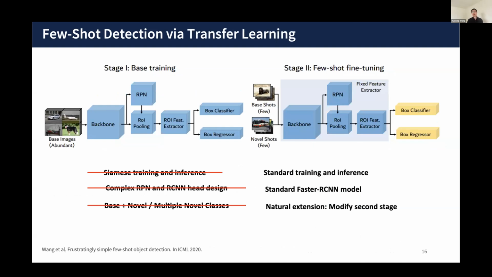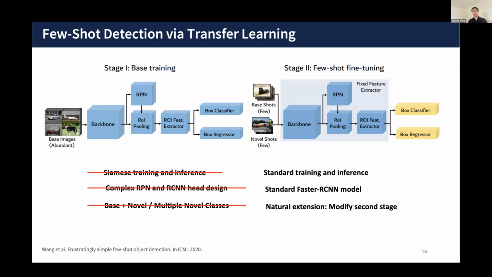On the other hand, few-shot detection can also be accomplished using a simpler transfer learning framework, commonly called the two-stage fine-tuning approach, TFA. In the base training stage, the entire object detector is trained on base classes. In the few-shot fine-tuning stage, the feature extractor is frozen, and only the box predictor is fine-tuned on both the base and the novel classes. This framework offers several benefits.